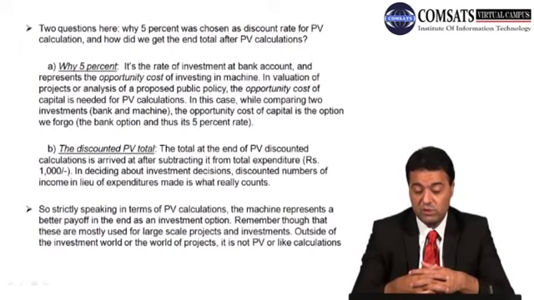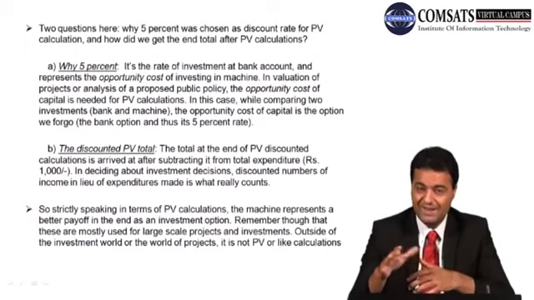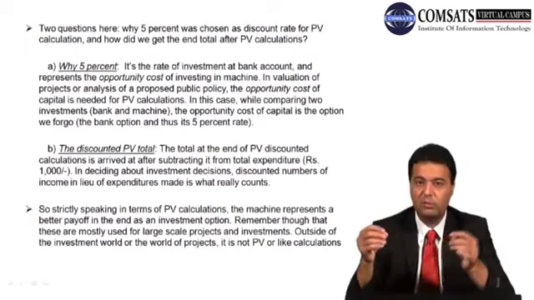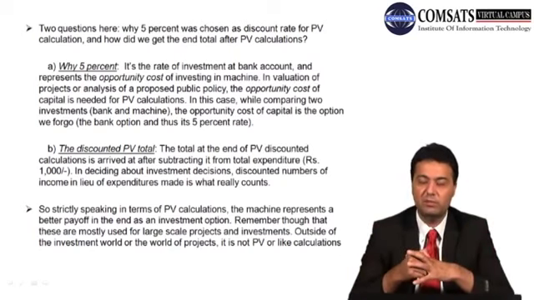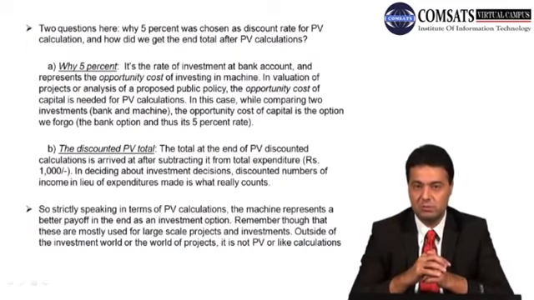In deciding about investment decision, discounted numbers of income in lieu of expenditures made is what really counts. So over here, just don't look at the nominal numbers. जो नंबर आपको दिए जाते हैं कि जी इस खाते पे आपको इतने पैसे मिल रहे हैं या इस मशीन पे इतने पैसे आ रहे हैं, ये नॉमिनल नंबर्स होते हैं, ये प्रेजेंट वैल्यू एडजस्टेड नंबर नहीं होते.